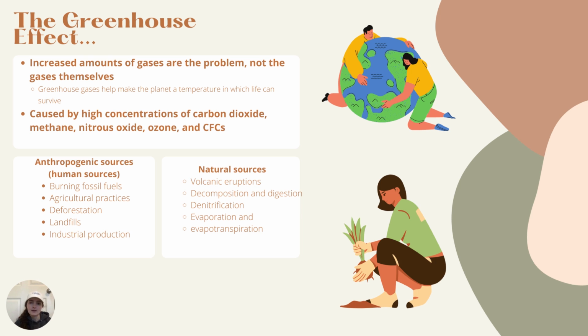There are two types of sources where these gases come from: human-made and natural sources. Human-made include fossil fuels, agriculture, landfills, and also deforestation. Natural sources include volcanic eruptions, decomposition and digestion, and parts of the water cycle.